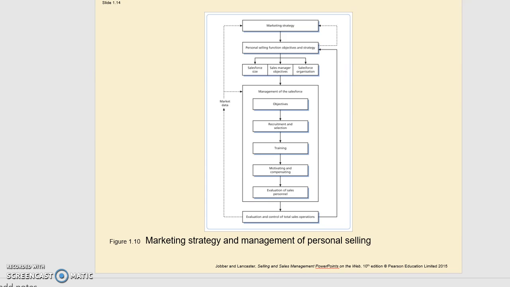The motivation and compensation for salespeople is definitely important, especially in the job market today, where it's easy to jump over to another company that's maybe willing to pay you more or might have more attractive benefits or flexible schedules, which is actually more important for millennials than anything else. Then the evaluation of the sales personnel, and then going back to the evaluation of the total sales operations. So it always needs to be looked at as to where you're at with your marketing strategy.